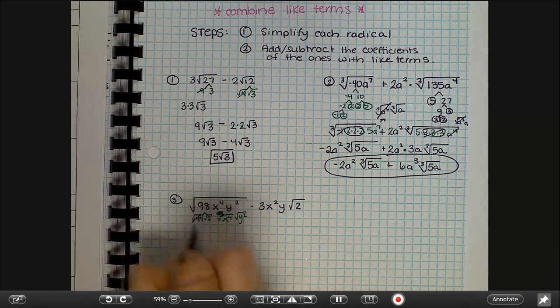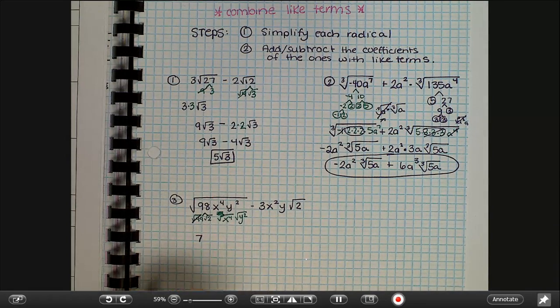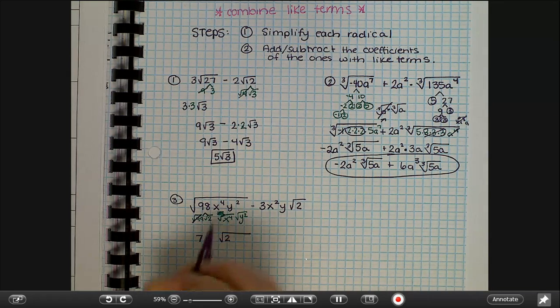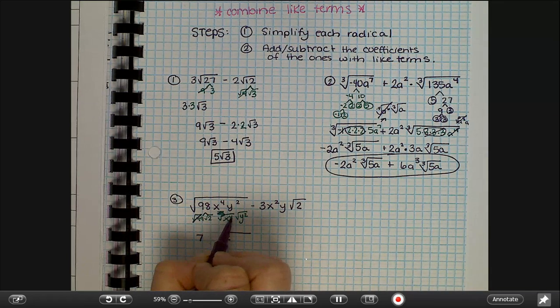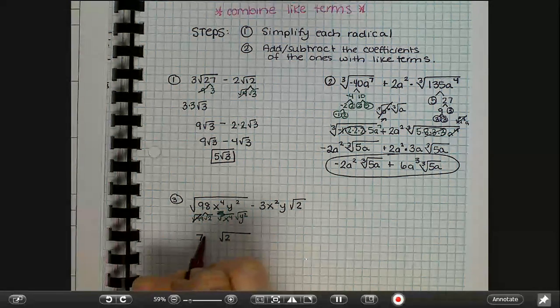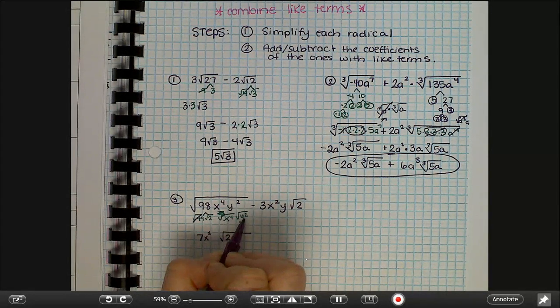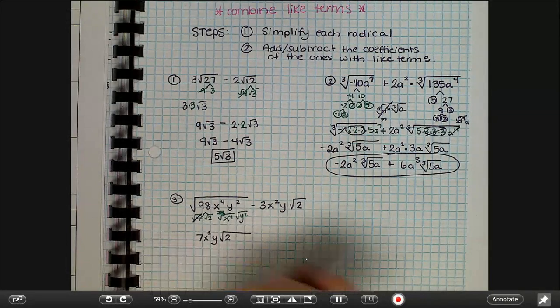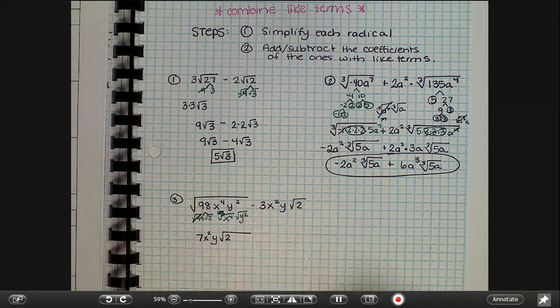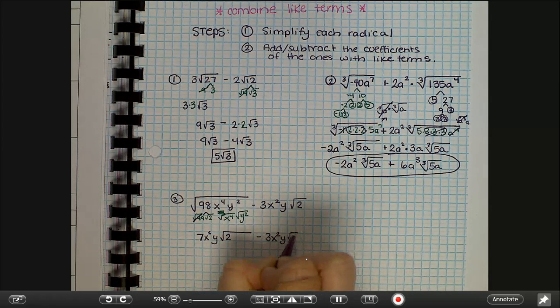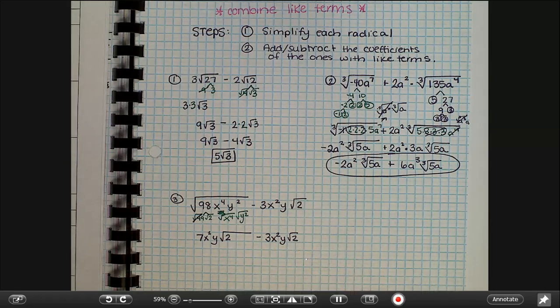So now let's go through and simplify as we go. The square root of 49 we can do. That's 7. The square root of 2 we can't do, so that goes here. The square root of x to the 4th, we divide 4 by 2, is x squared. Y squared becomes just y because we divide. Minus 3x squared y root 2 because that was already simplified.